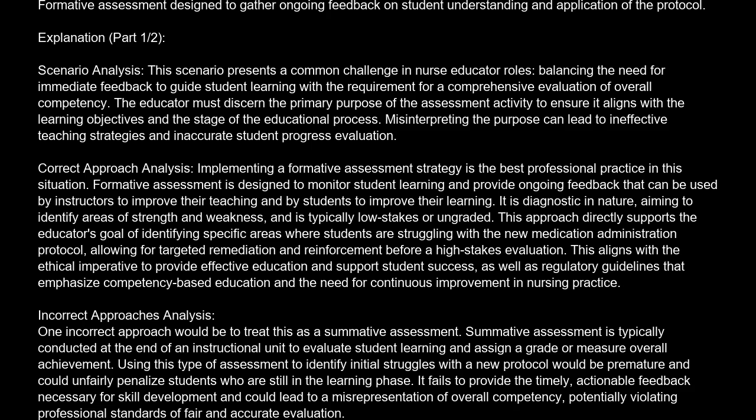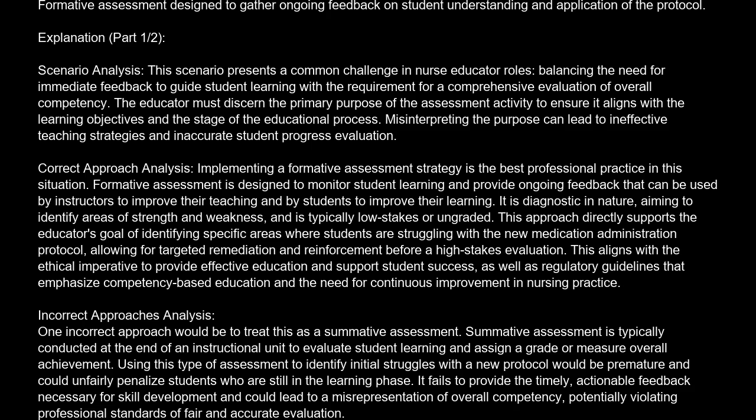Formative assessment is designed to monitor student learning and provide ongoing feedback that can be used by instructors to improve their teaching and by students to improve their learning. It is diagnostic in nature, aiming to identify areas of strength and weakness, and is typically low stakes or ungraded. This approach directly supports the educator's goal of identifying specific areas where students are struggling with the new medication administration protocol, allowing for targeted remediation and reinforcement before a high-stakes evaluation.